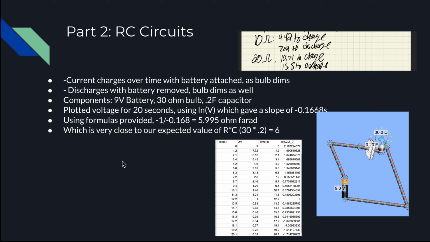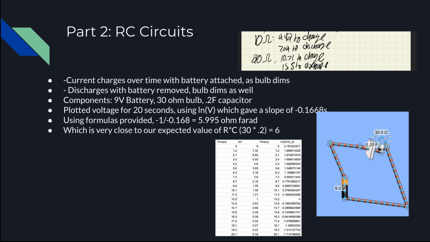Part 2 was focused on RC circuits. For this, we had to use a 9-volt battery, a 20 farad capacitor, and a 30 ohm light bulb, and basically measure and observe how the current changed with the battery attached and with the battery not attached. With the battery attached, the capacitor charges over time and the bulb dims. Now with the battery removed, the capacitor does discharge, but the bulb also dims.